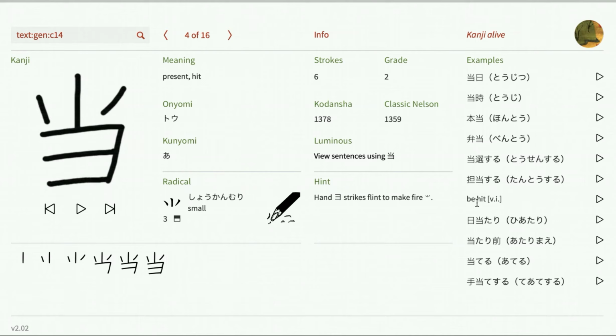So ataru, ateru, both right, is to be hit or to hit. Hiatari is exposure to the sun. If you're talking about apartments or houses, hiatari ga ii, right, it has nice light, nice sun exposure.